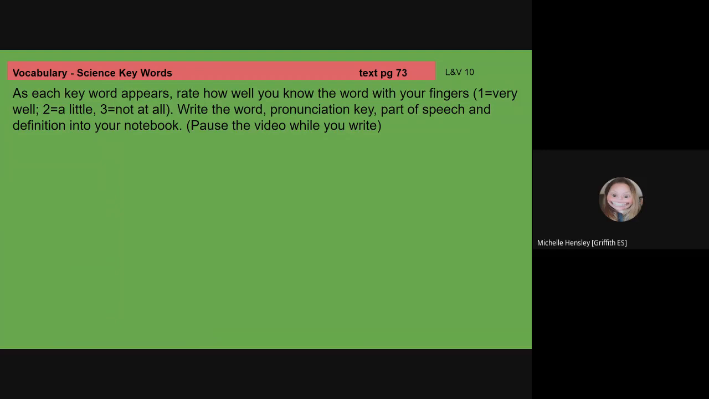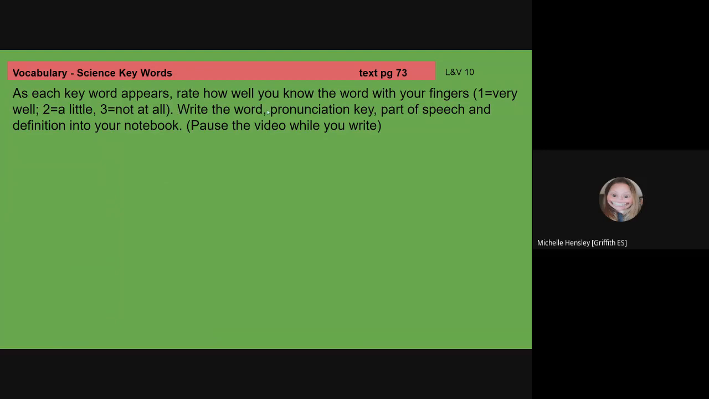1, I know that word very well. I can define it right now for you. I don't even need you to put up the definition. 2, I know the word a little. I've read it before, or maybe I've heard it before, but I'm not sure I could tell you exactly what it means. Or 3, never heard the word before in my life. You're making things up, you crazy, crazy woman. Okay? So 1, 2, or 3, how well do you know it?